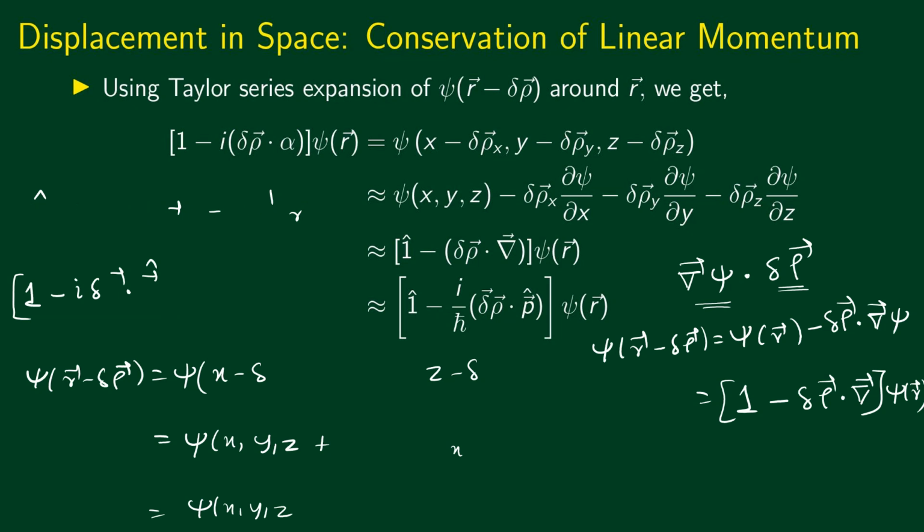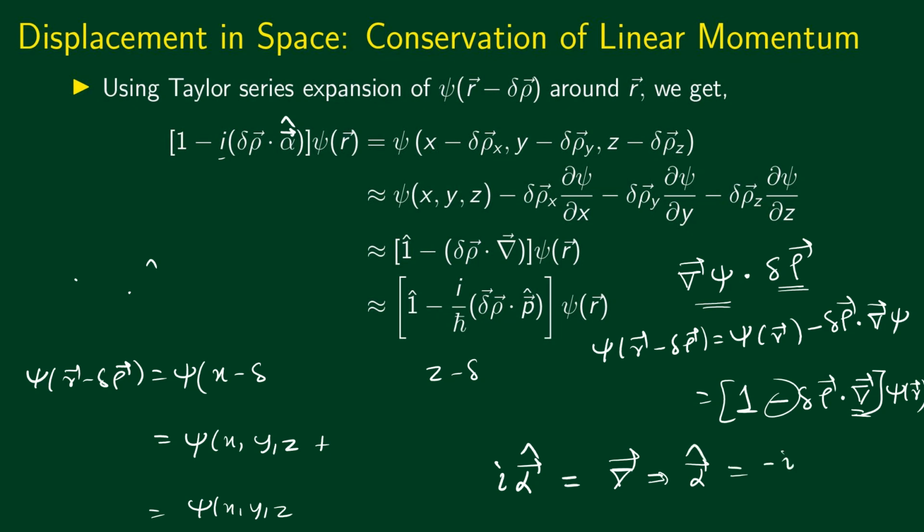Okay, now we compare it to what we had on the left hand side. On the left hand side we had 1 minus i delta rho dot alpha vector hat. All right, now comparing this, you see that alpha vector hat has to be, there's a minus sign here, there's a minus sign here also. Okay, but there's an i here, so what we have is i alpha hat is equal to del vector. All right, or you can multiply by minus i on both sides, right? So this means that alpha hat is equal to minus i del vector.